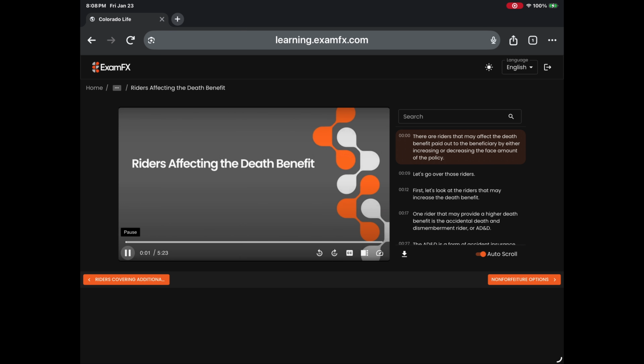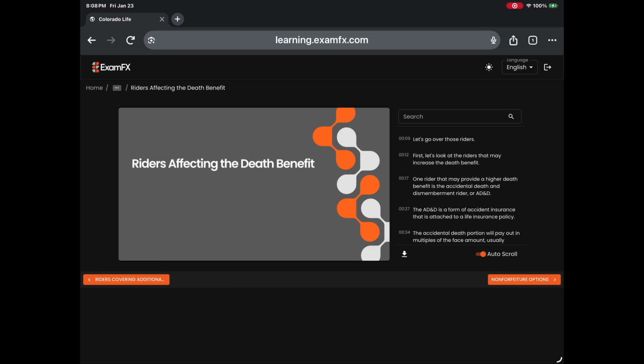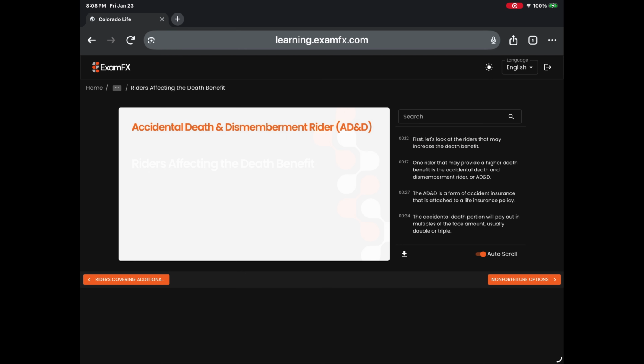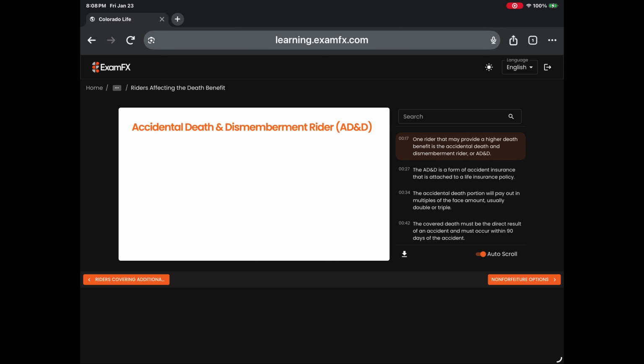There are riders that may affect the death benefit paid out to the beneficiary by either increasing or decreasing the face amount of the policy. Let's go over those riders. First, let's look at the riders that may increase the death benefit. One rider that may provide a higher death benefit is the accidental death and dismemberment rider, or AD&D.